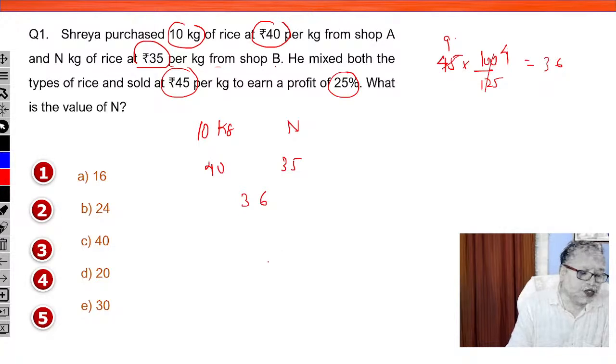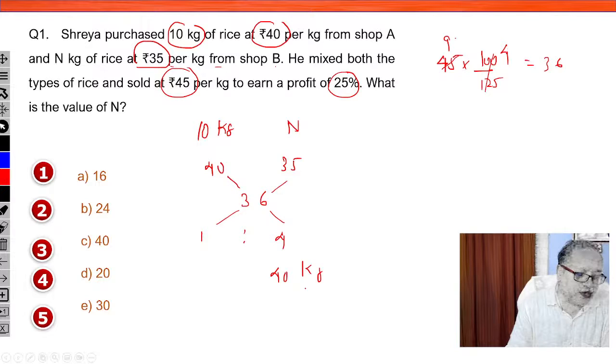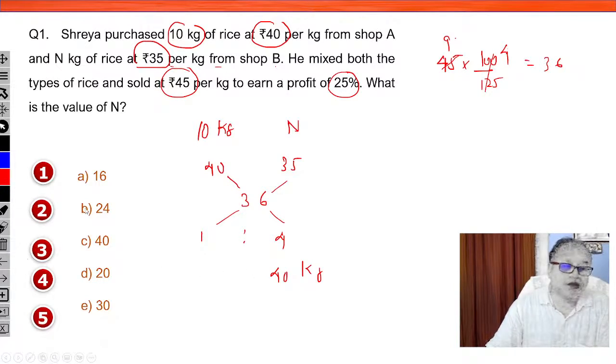So this value is 36. So I will take the difference. So this is 1 and this is 4. Am I right? So now I know that when one part is 10 kg, then 4 parts will be 40 kg. Yes, someone, very good evening. So your answer should be 3. So this should be your answer, sir. Option 3. Okay, moving on to the next question.